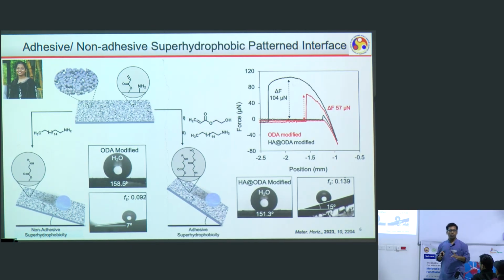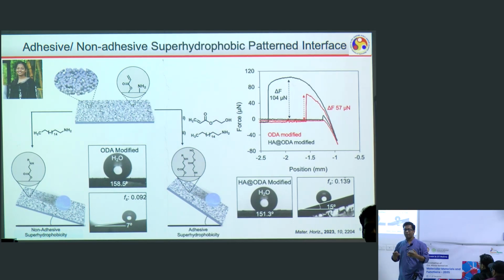There's no topographical contribution here. What I mean is, we are not modulating the topography to achieve it, which is generally a routine practice in the literature. Second thing, you can derive a bulk coating. So even though you damage the top interface, the underneath interface also keeps displaying this adhesive or non-adhesive superadhesive behavior.